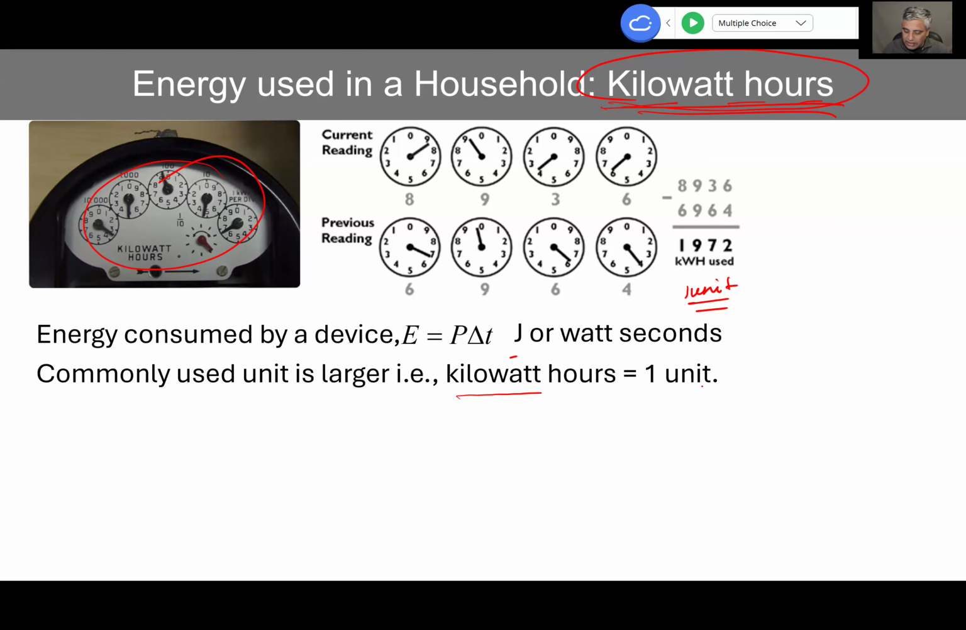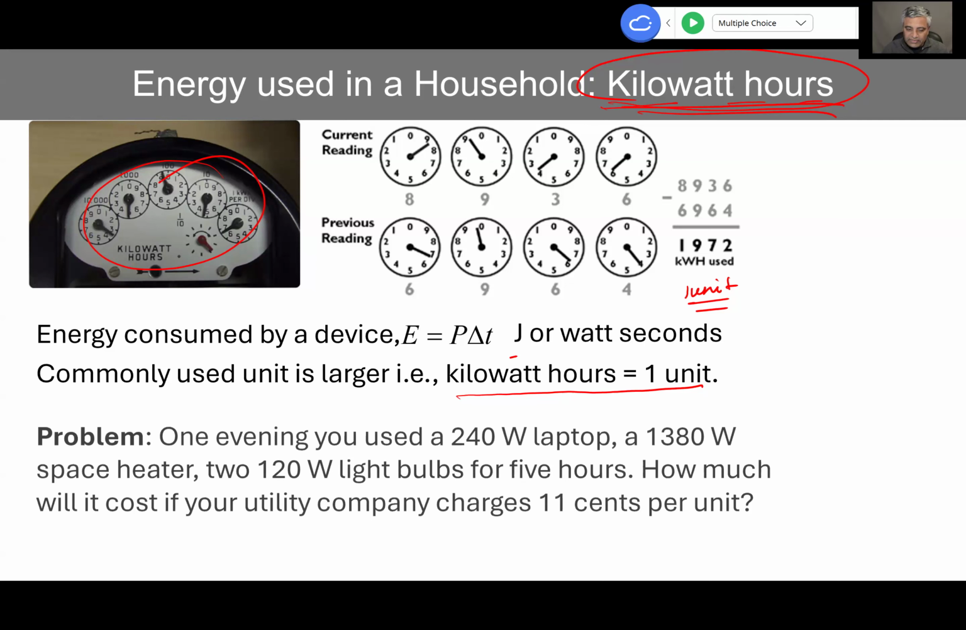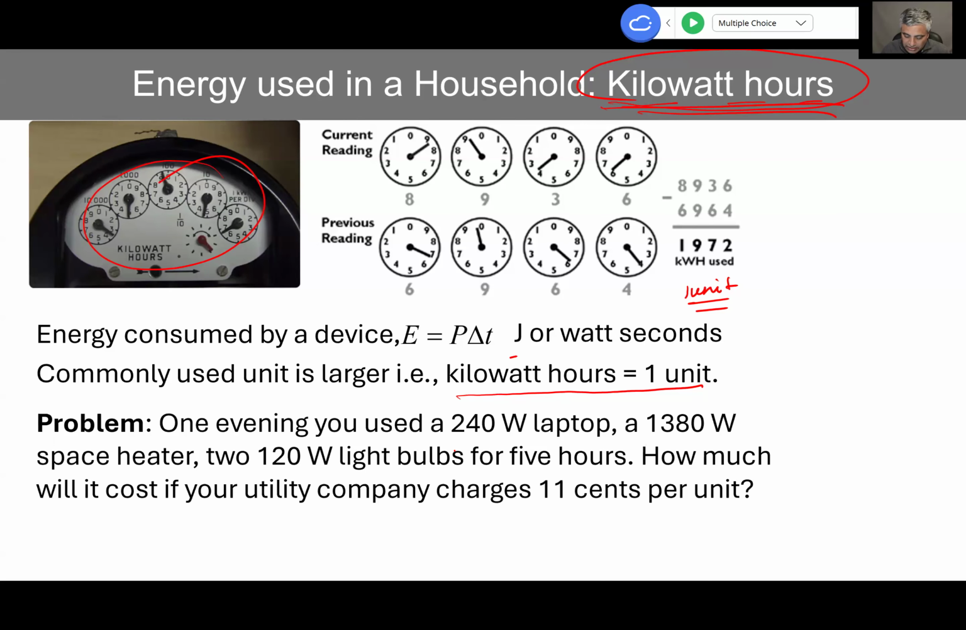So that's what I have written here. So now let's suppose you have a laptop that is taking 240 watts, and there is a space heater. Probably you don't use that, but I'm saying that. And then a light bulb, and you run all these for 5 hours. Okay, so that means how many units did you use? Find the unit, and then now multiply that by the cost per unit. Okay, so that way you can get the total price.